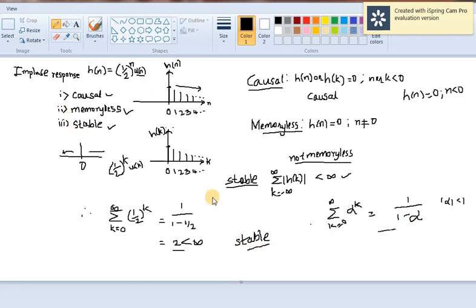Now we can solve some more problems of this kind in the next one. I hope you are getting what these properties are.